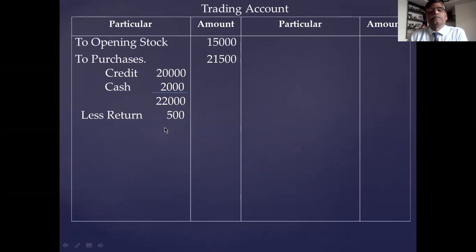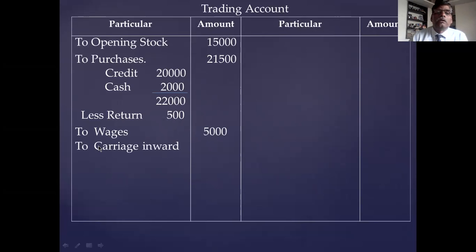Then the next item is in the cash book. In the cash book credit side, you see that wages is there related with the trading account. To wages 5,000. Okay. Then carriage inward is there, 1,500. Then duty and octroi, 500. Okay. These are the items related with the trading account. These are the items that come in the debit side. Now we go to credit side.